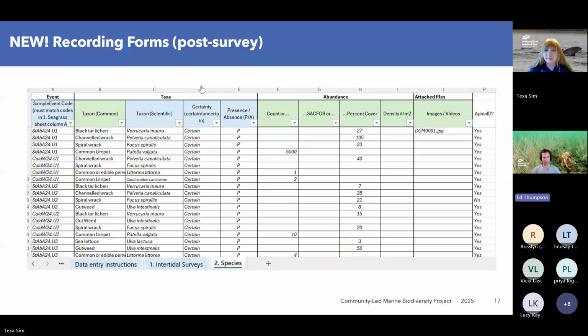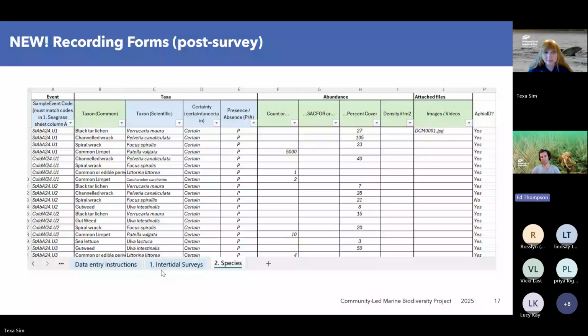Yeah, and that's absolutely fine. So in the instructions tab, you'll see the headers of the different colors mean different things. The blue ones are compulsory and the green ones are optional. So in this case, the green one for the common taxon is optional, but the scientific one has to be populated. But if it's helpful for your workflow, putting the common name in first, I would definitely just do that.